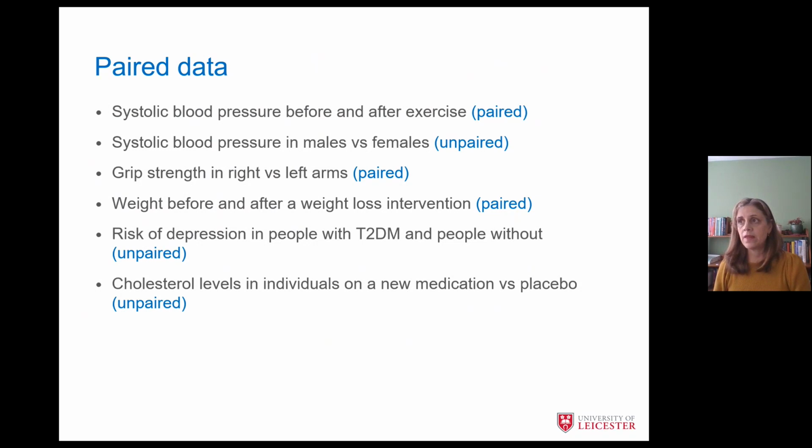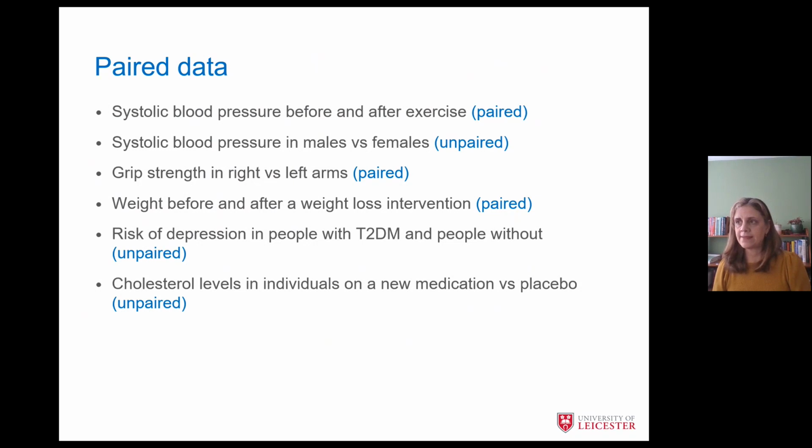Grip strength in the right versus left. I should have put hands there. That would be paired if you've taken one measurement in a right hand and one measurement in a left hand in a number of individuals, then that data is paired. So there's a few more examples there.